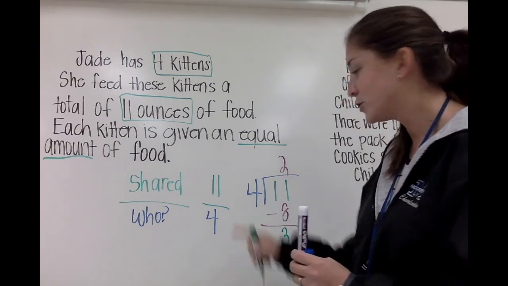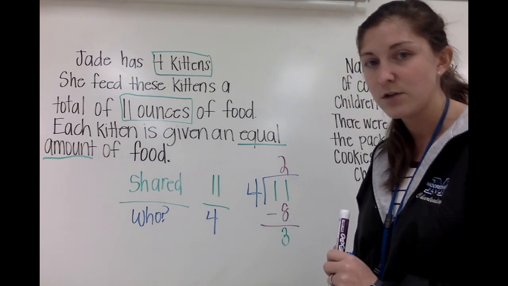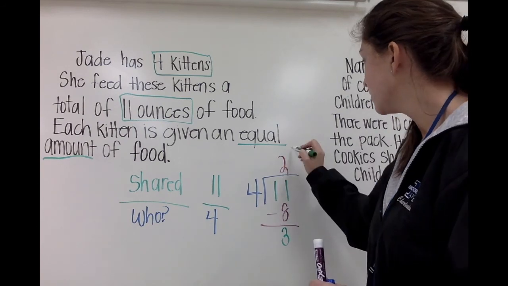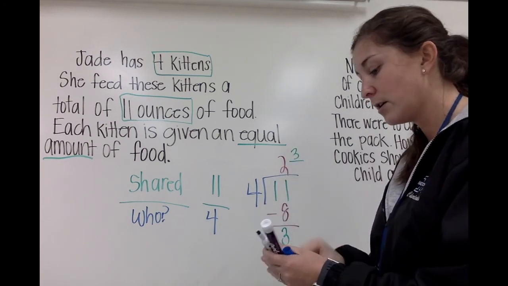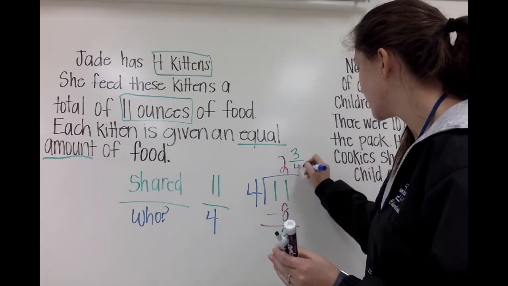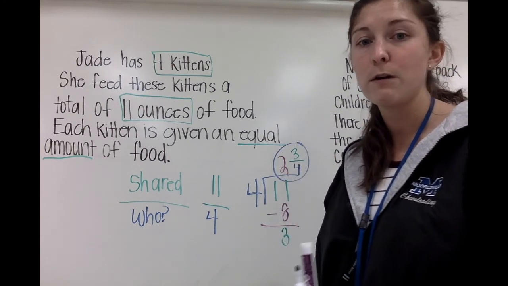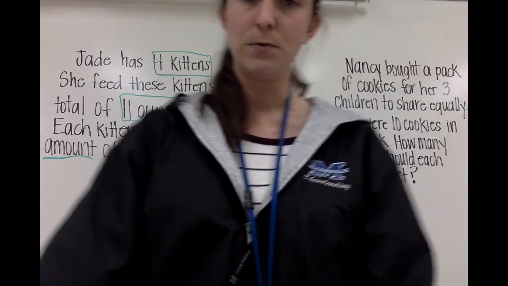Now I'm able to create a fraction from this division problem. I have my whole number up here, which is 2. 3 is going to be my numerator, and last but not least, my denominator stays the same, which is 4. So they would get 2 3/4 ounces of food.